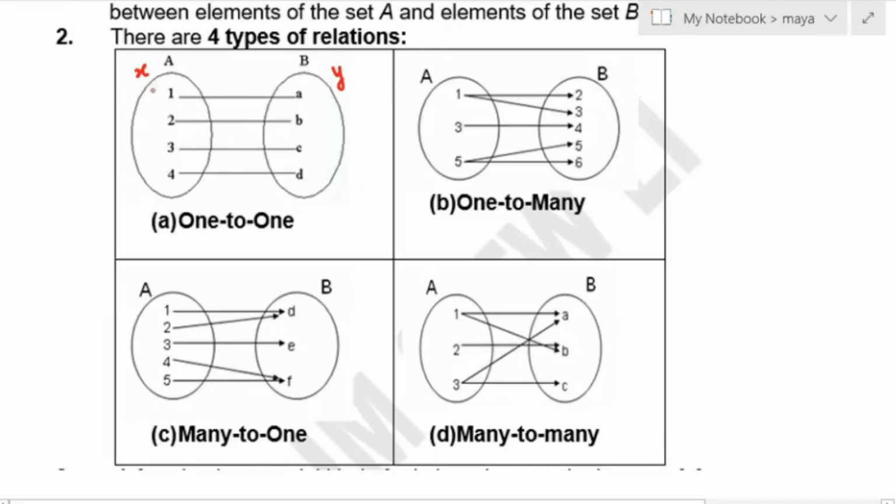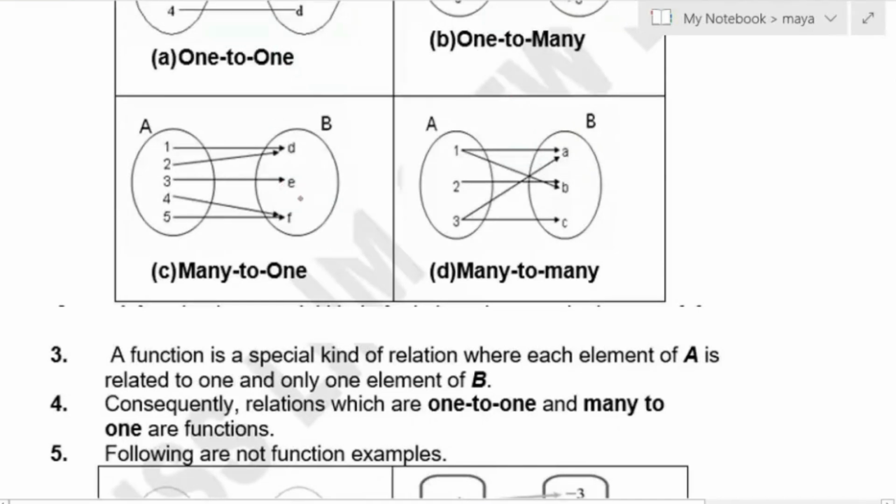So X is our question. For whatever value of X you put inside your function, it will give you one value of Y. This kind of relation, you call a function. For this one, when you put a value of X in the function, two values come out. So most probably, this one is not a function. If you want your relation to become a function, it must be one-to-one or many-to-one. Only these relationships can become a function.